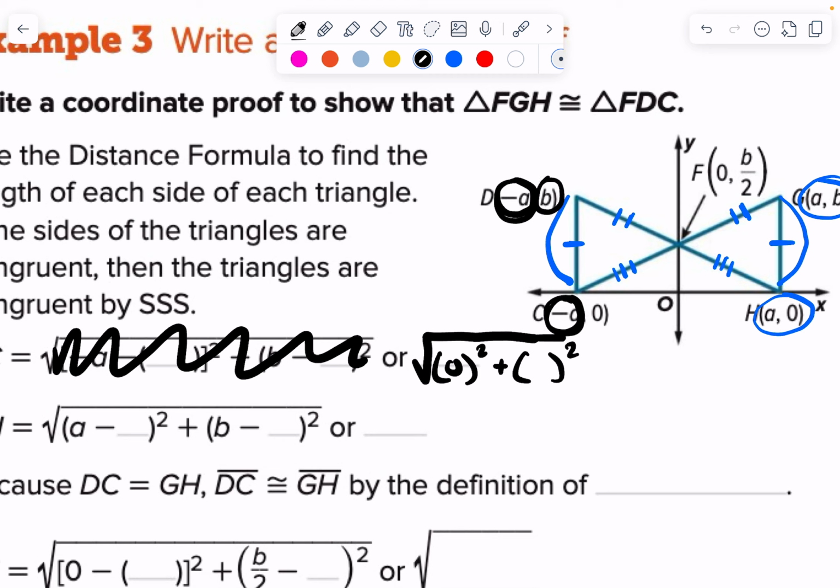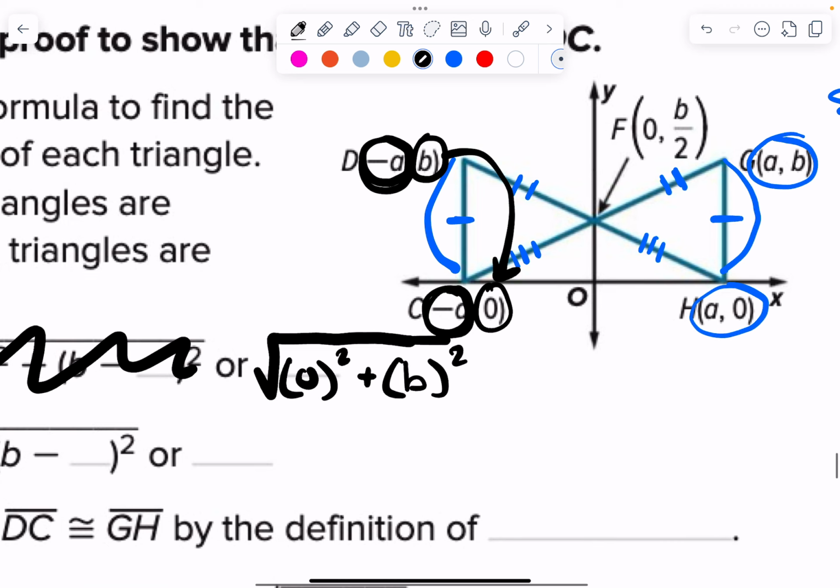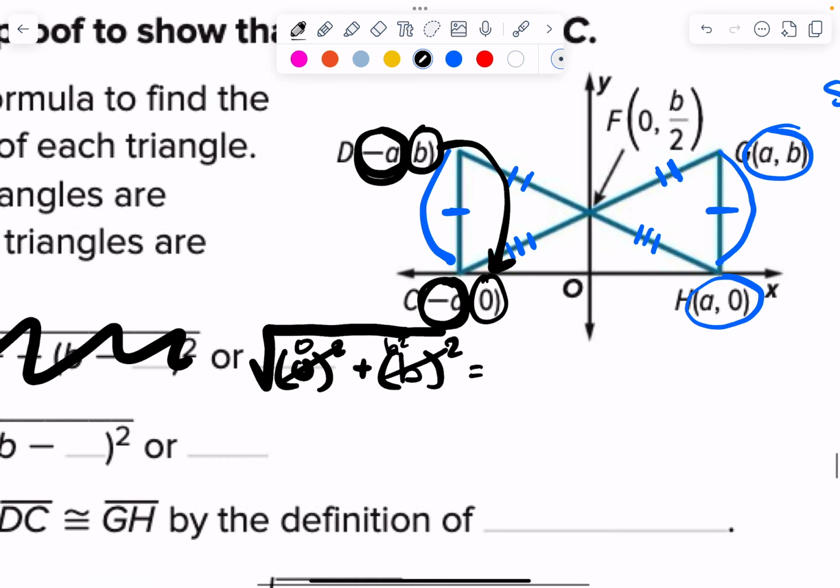How far apart is B and 0? If I would do B minus 0, that would be B units apart, right? Okay, so 0 squared is 0. B squared is B squared. And 0 plus B squared is B squared. And if I take the square root of B squared, it is B. Okay? You probably knew that just by counting, right?